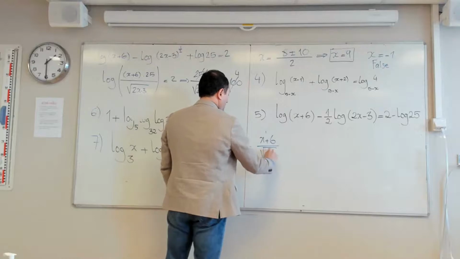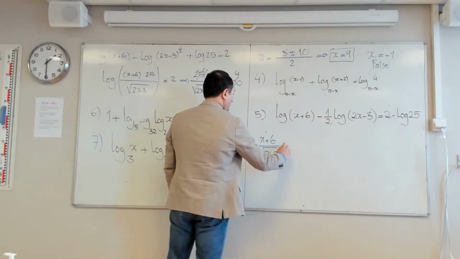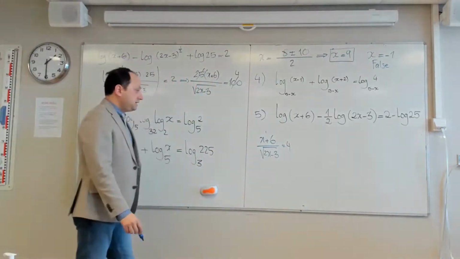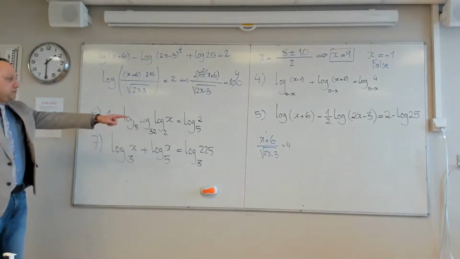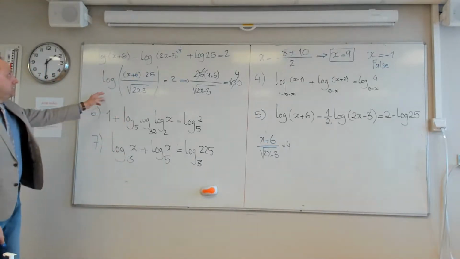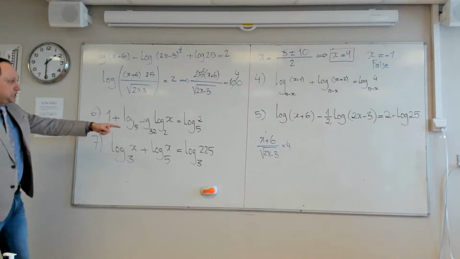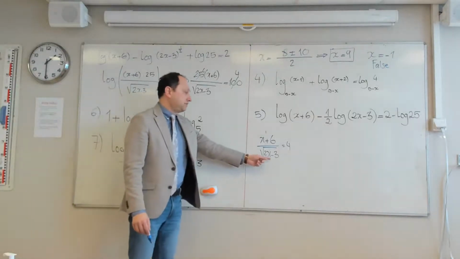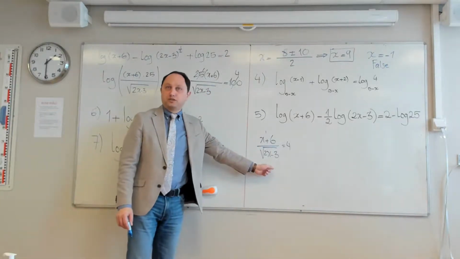The square root of 2x minus 3 is equal to 4. This equation, if you were able to come up to this equation, it means that you learned everything about logs. But if you cannot solve this one, it means that you have forgotten what you have learned about root equations.